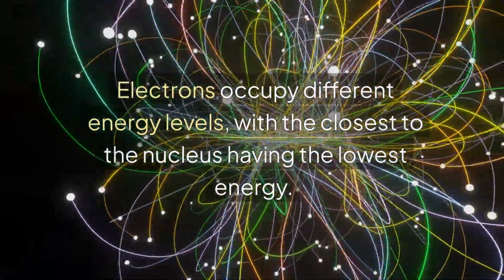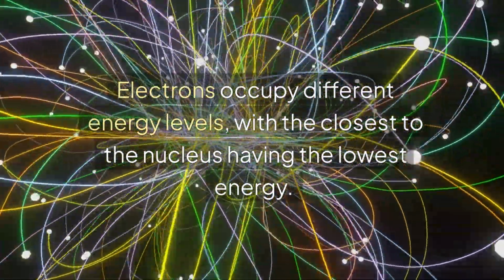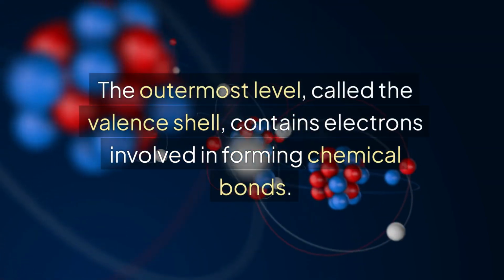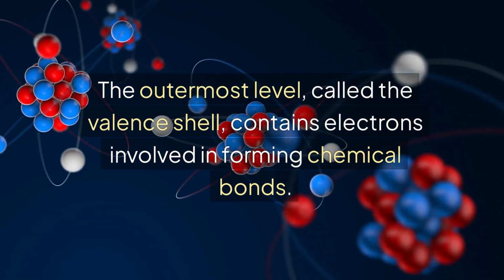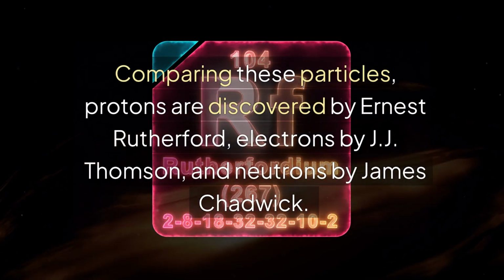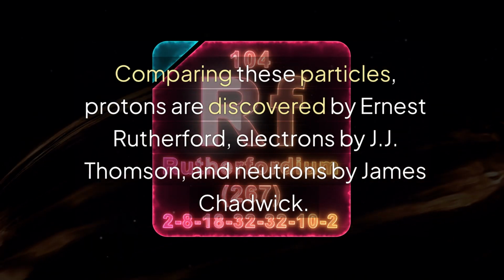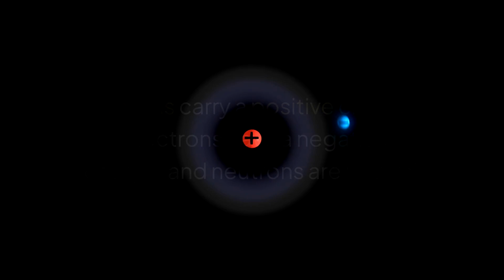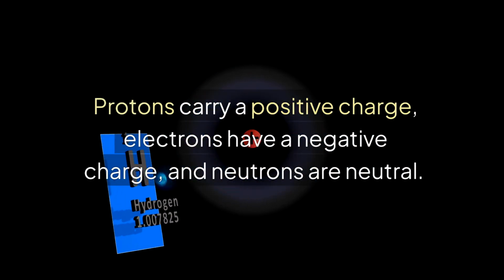Electrons occupy different energy levels, with the closest to the nucleus having the lowest energy. The outermost level, called the valence shell, contains electrons involved in forming chemical bonds. Comparing these particles, protons were discovered by Ernest Rutherford, electrons by J.J. Thomson, and neutrons by James Chadwick. Protons carry a positive charge, electrons have a negative charge, and neutrons are neutral.